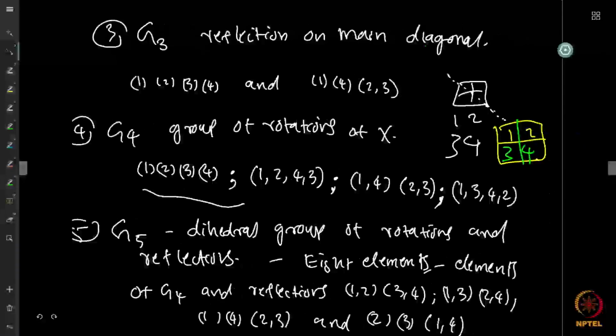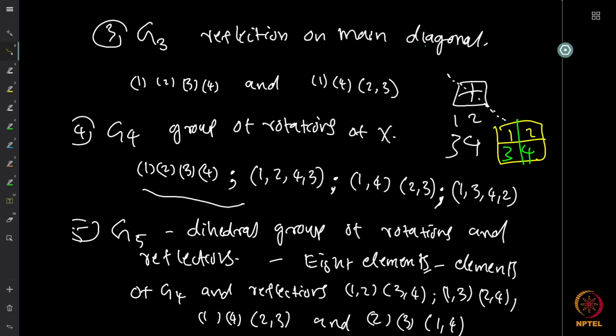Then we can look at the reflection on the main diagonal, right? I can put a mirror on the diagonal and then try to find the reflection. So 1, 2, 3, 4 again is there. Now what happens under the reflection on the main diagonal? Of course, this cell will be preserved as it is, and this cell will remain as it is, but this will go here and this will go here. So basically, this is represented by 1 going to itself, 4 going to itself, and 2 going to 3 and 3 going to 2, right? So G3 is the reflection on the main diagonal.